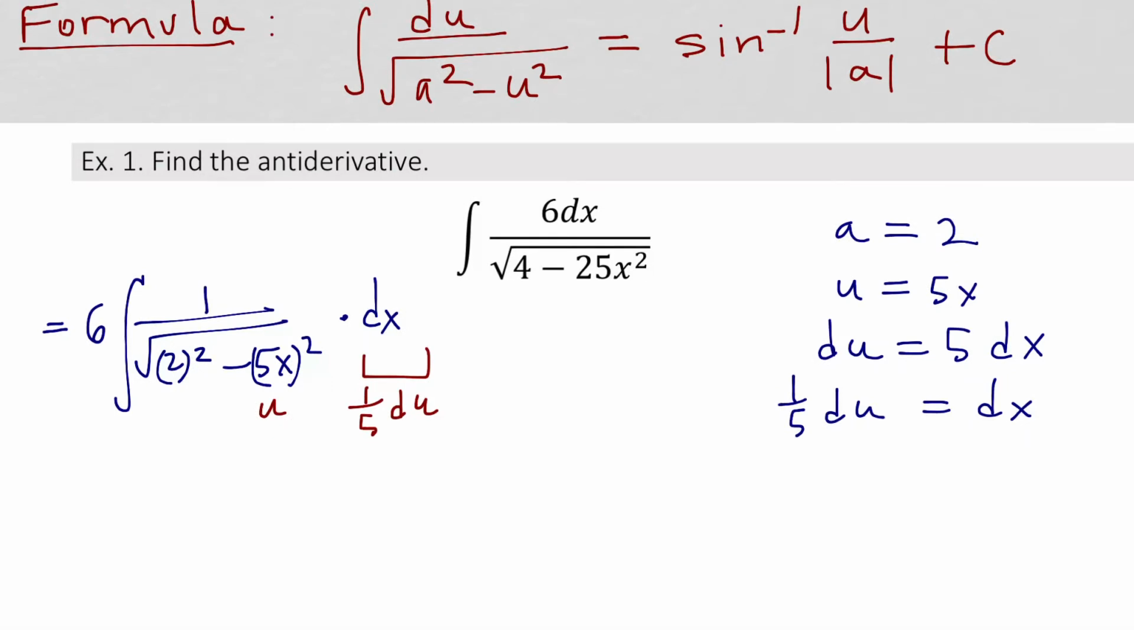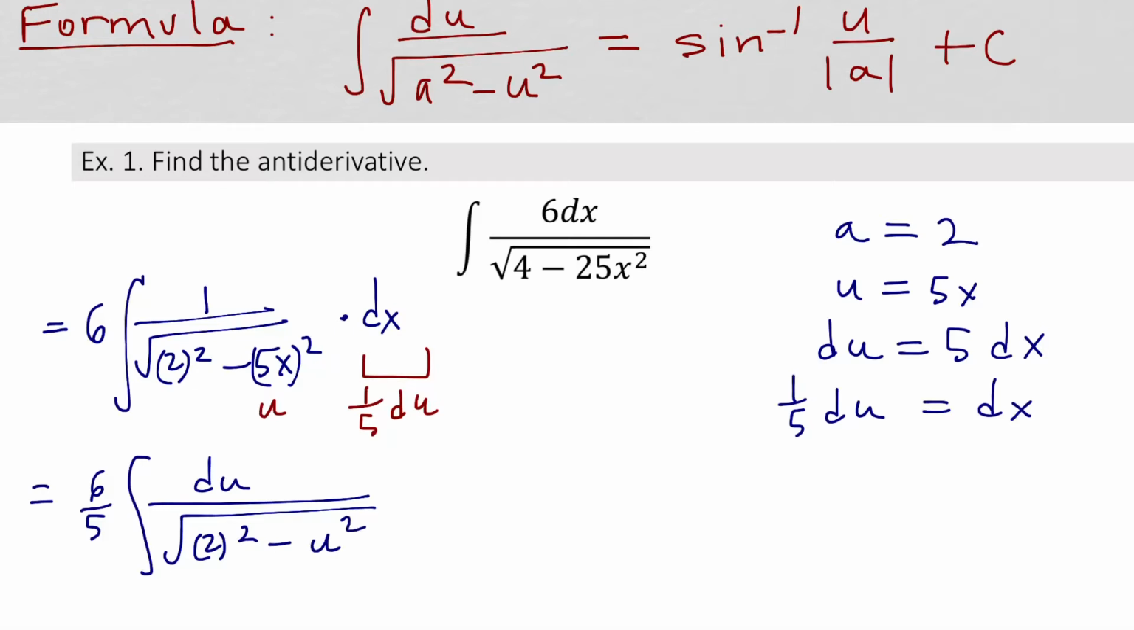So I'm going to take my 1/5 out with the 6. So that'll be 1/5 times 6. That's 6/5. And then I'm going to have my du in the numerator. That's part of the 1/5 du. And then in the denominator, I'll have 2 squared minus u squared. All right, so now I've got it looking like this, and I want to then go ahead and substitute the u and the a in the final result.